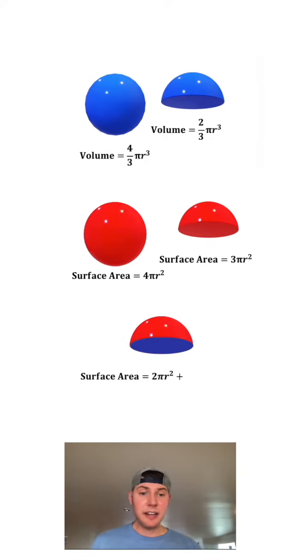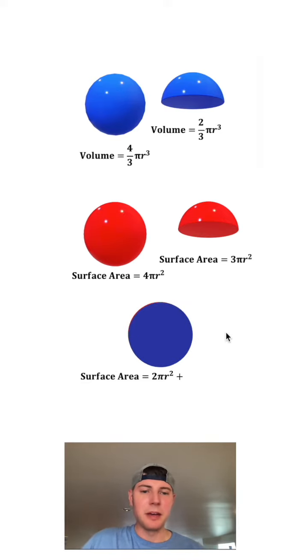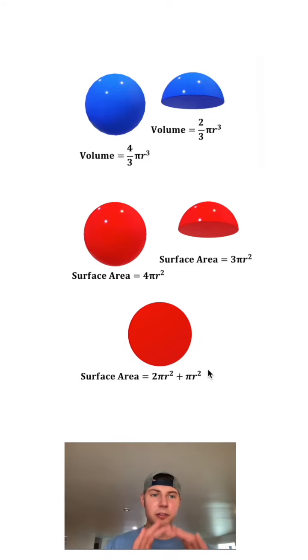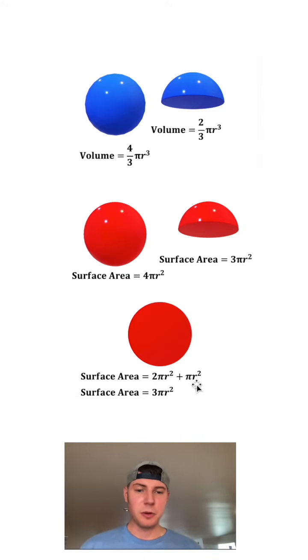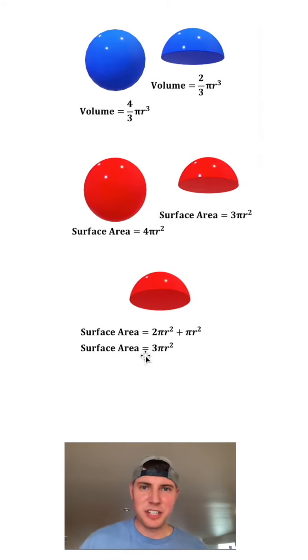And then we need to add to that the bottom of this right here, because we haven't painted that yet. So what is the bottom made up of? Well, it is a perfect circle. So the area we're going to have to paint red here is pi r squared, because that is the area of a circle. And then 2 pi r squared plus 1 pi r squared is 3 pi r squared. And this is how we get the formula for the surface area of a hemisphere.